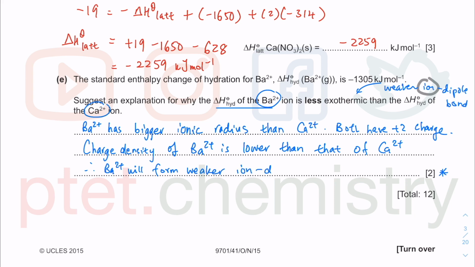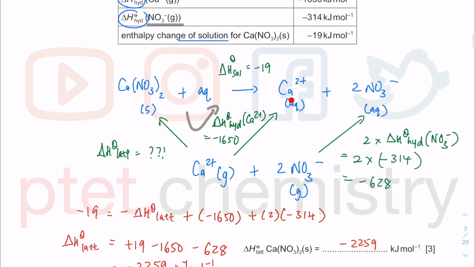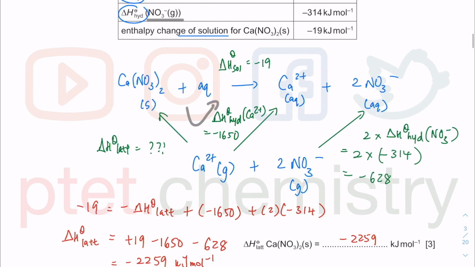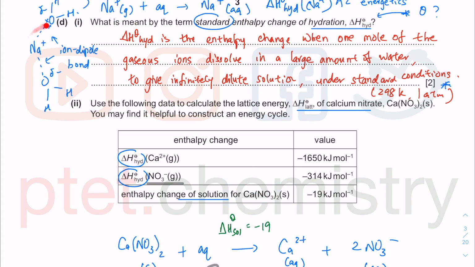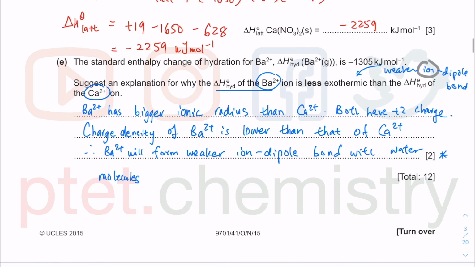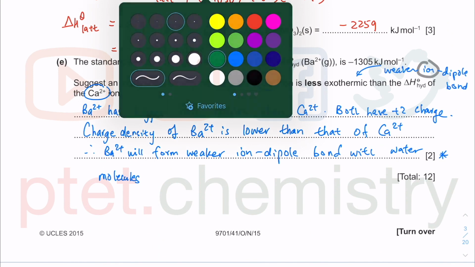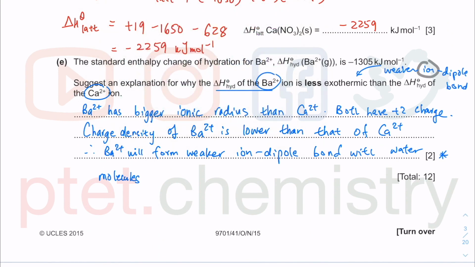Ion dipole bond will be weaker with the water molecules when hydrated. And as such, since you are not breaking anything, as you are just bringing the gaseous ions together, surrounded by a large amount of water. So the weaker your ion dipole bond, as I did mention earlier, between the water molecule, which is polar, and your cations, the less exothermic, because forming bond will release energy. Forming bond is going to be exothermic. So form weaker ion dipole bond with water molecules, so therefore, well, basically that's it really.